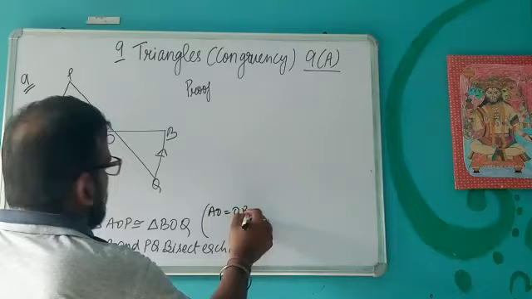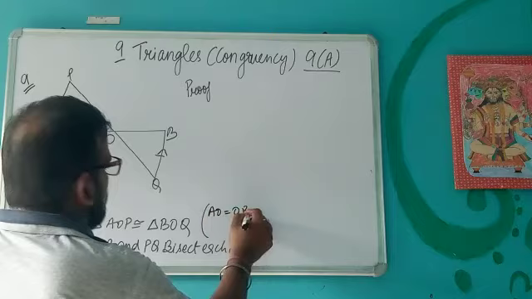Good morning students. So far in this exercise 9b we have discussed till question number 7. Now we will discuss question number 9. In this a figure is given, and what is given in this? AP equal to BQ, that means these two sides are equal to each other. What else is given? AP is parallel to BQ, that means this side is parallel to this side.